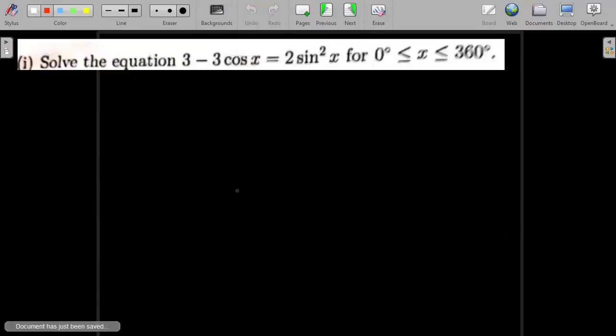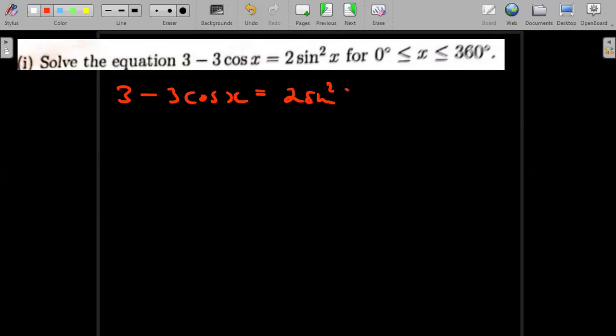The next one, which is the final question, is this one. So here we're being told to solve the equation. So we solve 3 minus 3 cos x is equal to 2 sin squared x. For the interval we've been given, that's 0 degrees less than or equal to x less than or equal to 360 degrees. So this is what we have.